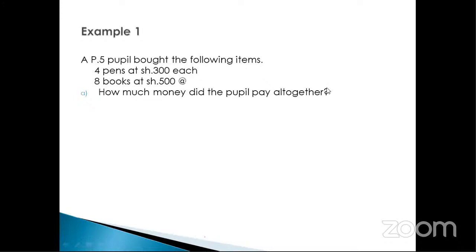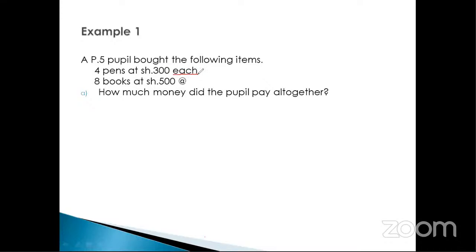So, members, this is what we are talking about, the bill. What is now the total expenditure for this pupil? A P5 pupil bought the following items. We need to know how to interpret those items carefully. A P5 pupil bought 4 pens. 1, 2, 3, 4, at 300 shilling each. Mark this word properly in what we are learning: each. This one is very, very important.